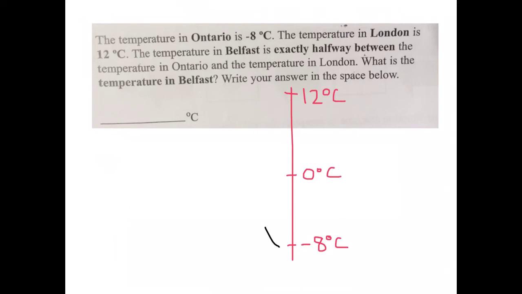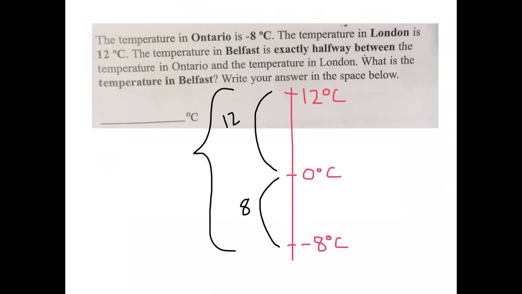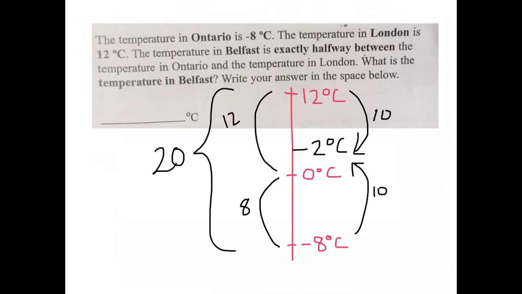To get from -8 up to 0, I've gone up 8 degrees. To get from 0 up to 12, I've gone up 12 degrees. In total, the difference is 20 degrees. So we're interested in a number that is 10 degrees down from 12, which would be 2 degrees, or 10 degrees up from -8, which is also 2 degrees. So Belfast, the temperature is 2 degrees Celsius.